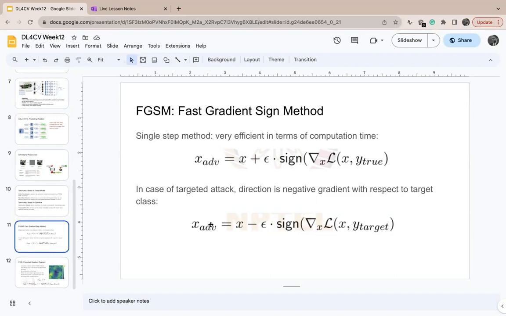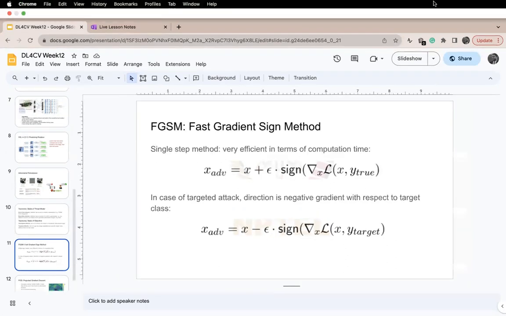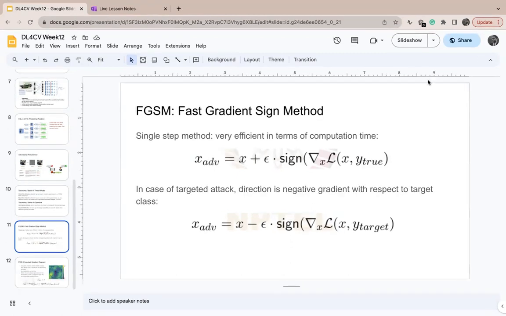In untargeted, we just want the image to be misclassified to something else. But in targeted, we want it to misclassify to a particular class, not to something else random. So in this case, we'll modify the image in such a way that it will minimize the target class loss. In the first case, it was maximizing the initial class loss. Here it is minimizing the target class loss.